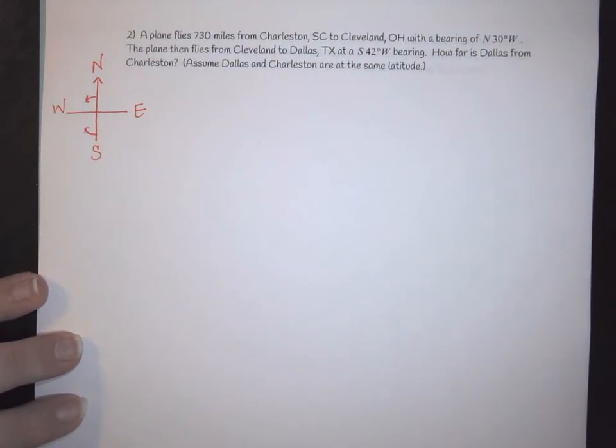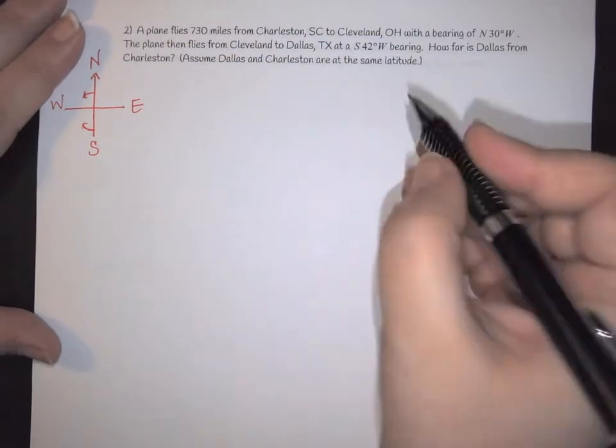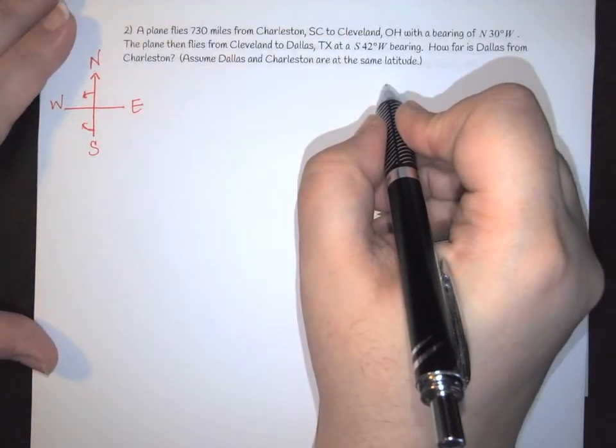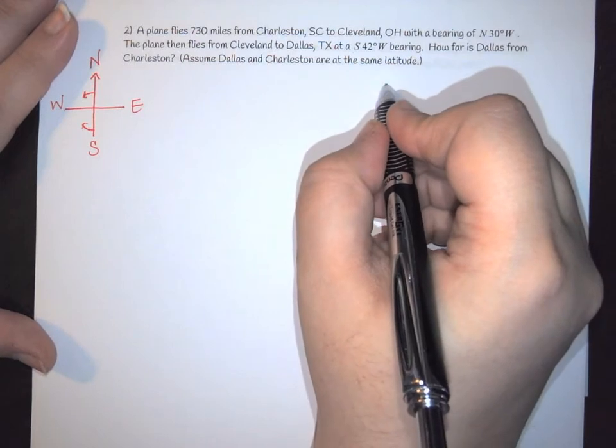So let's actually start trying to put together our triangle here. So we've got northwest and southwest.